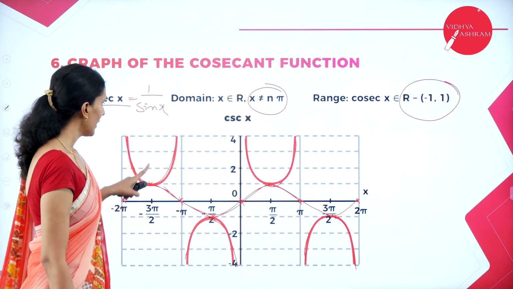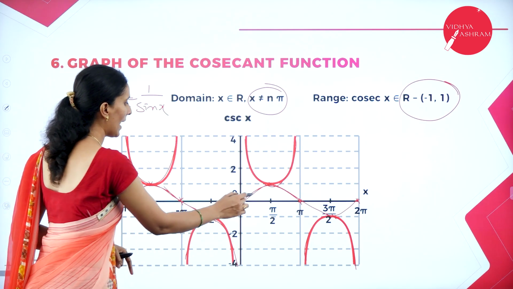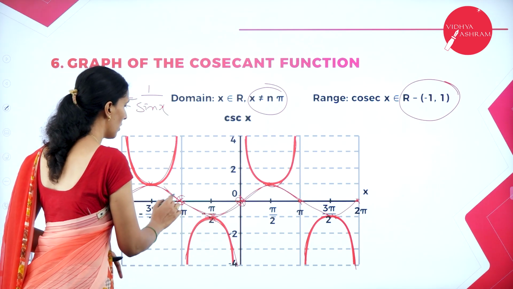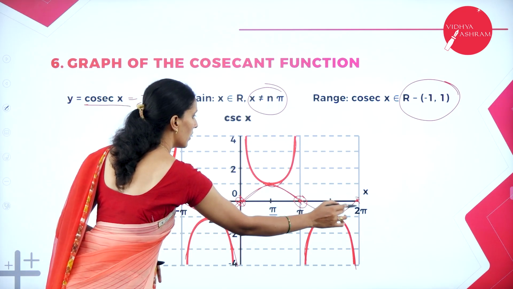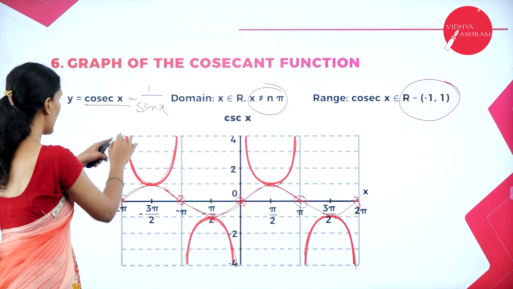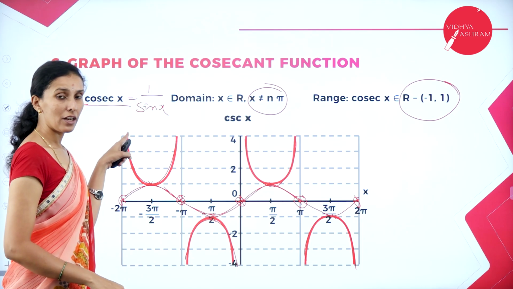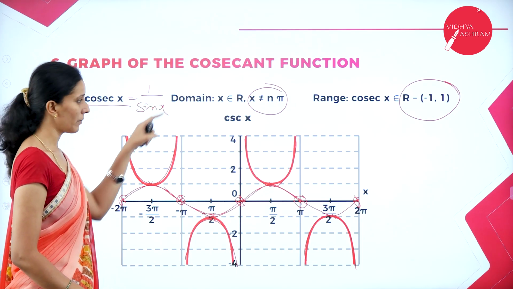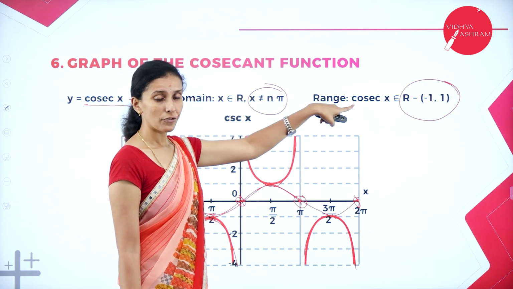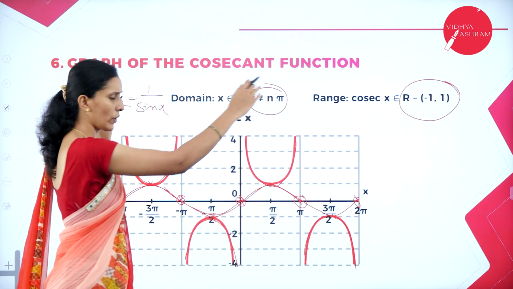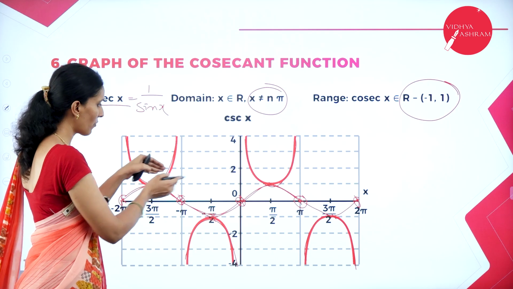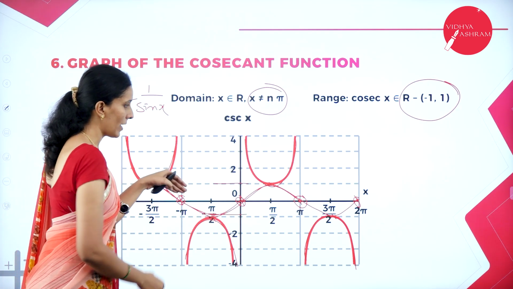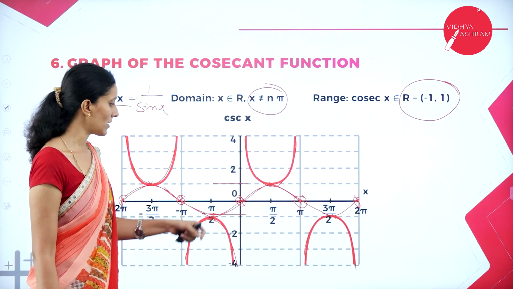And you can take all the values except for these values, because for these values your curve of cosecant will reach infinite value. So except these values, you can take any real number as the domain, and the range of cosecant can lie between any real number except from plus 1 to minus 1, or minus 1 to plus 1.